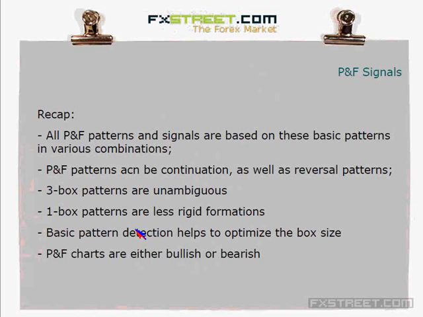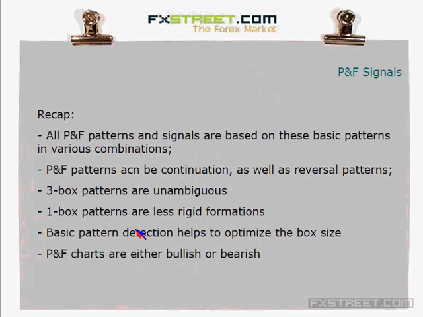All right, we are coming to an end. Just to recap, we've seen that all price and figure patterns and signals are based on these basic patterns in various combinations, the double and the triple top. And we have seen that those patterns can be continuation as well as reversal. Okay, and we've seen also that the 3-box patterns are unambiguous. They only show up in a specific configuration, and therefore they serve for your analysis as a starting point in order to assess the direction of price and to build more complex patterns.